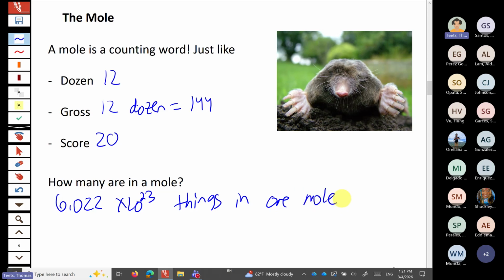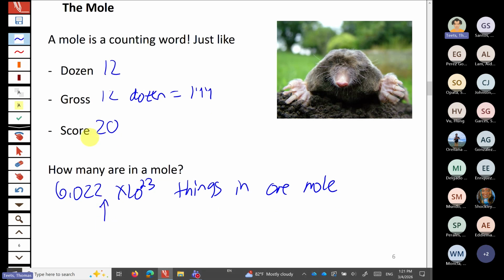So it's an impractically large number for counting everyday objects, as we'll see on the next slide. But when we're counting exceptionally tiny things like atoms and molecules, it's very useful because, as we'll see, it's related to the mass of that substance and the atomic mass in particular that we've been covering. This number here is called Avogadro's number.